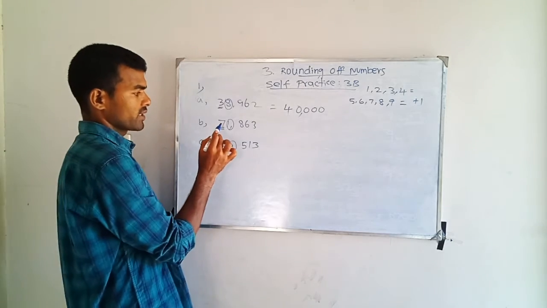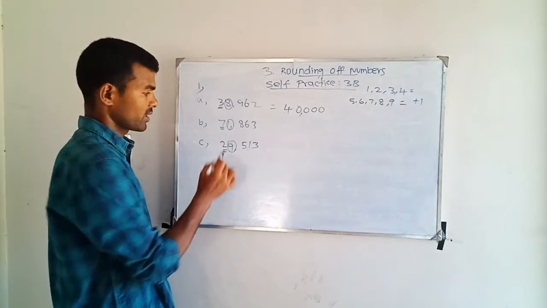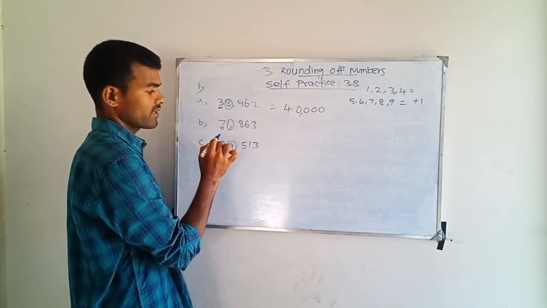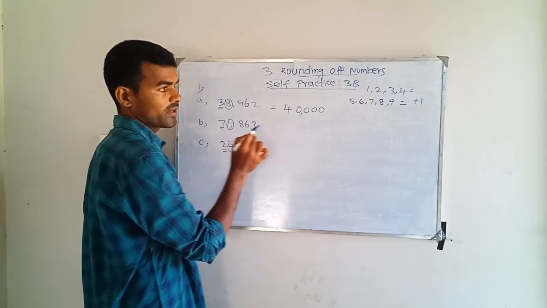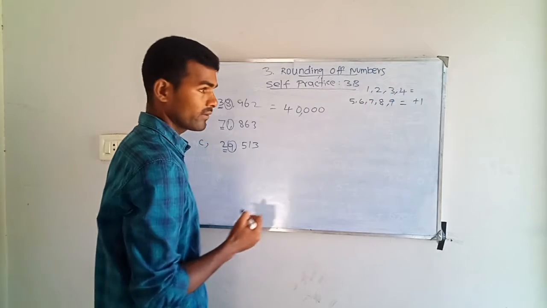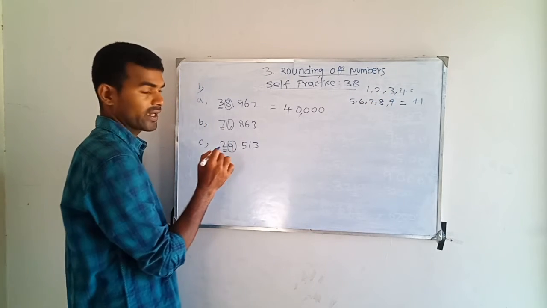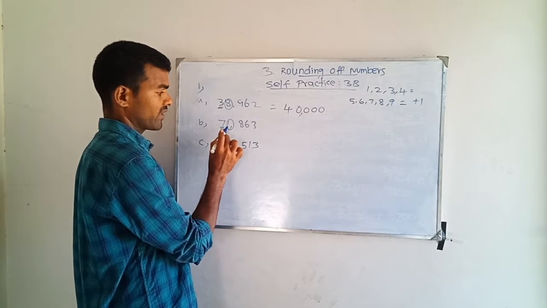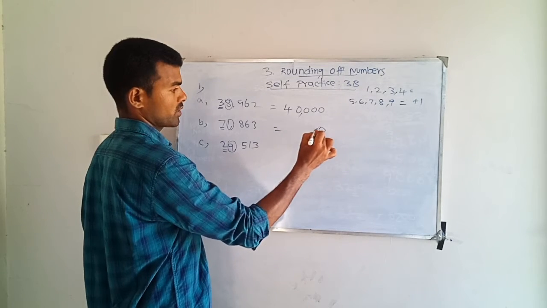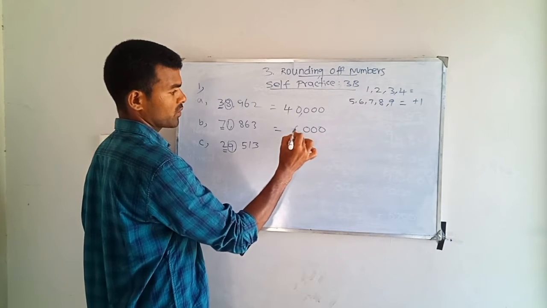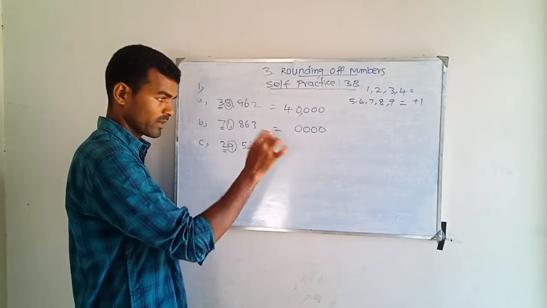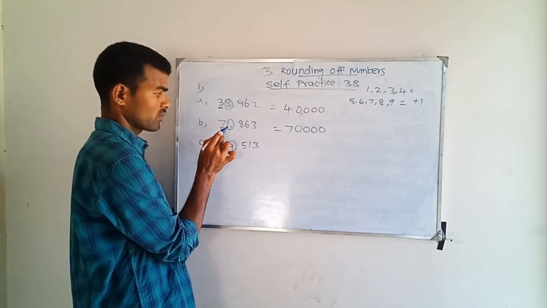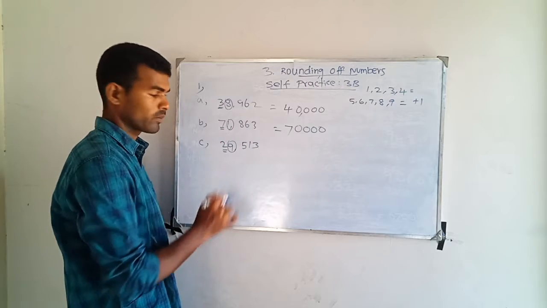Now see that: 71,863. To the nearest 10,000, the thousands place is 1. If it is less than 5, what will we do? Less than 5 means ones 0, tens 0, hundreds 0, thousands 0, and the 10,000 place stays the same number only. Since it is 1, the 10,000 place remains the same.